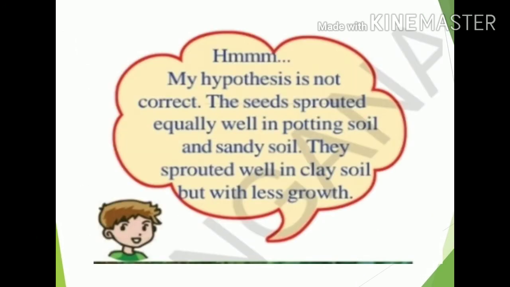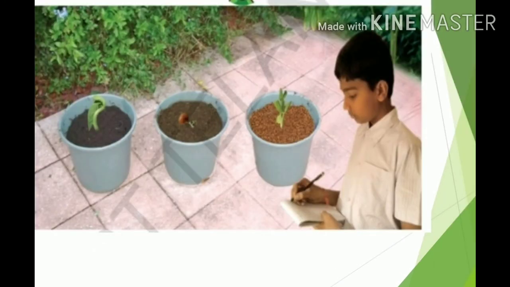And if we see Aravind, he thinks, my hypothesis is not correct. The seeds sprouted equally well in potting soil and sandy soil. They sprouted well in clay soil but with less growth. Okay, in this way he thinks. Now, if we see the diagram, he is recording everything regarding his conclusion.